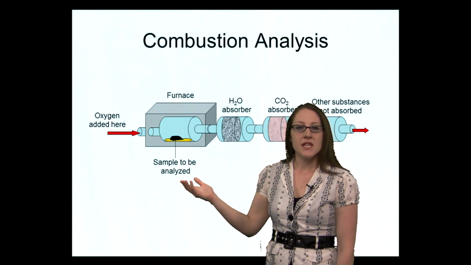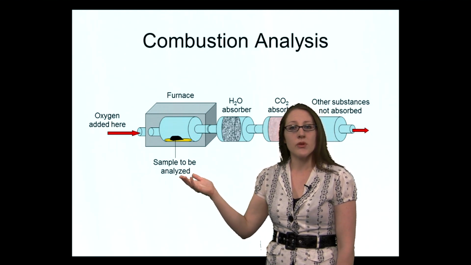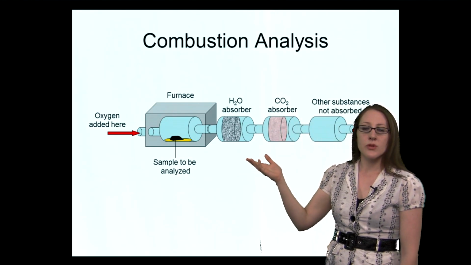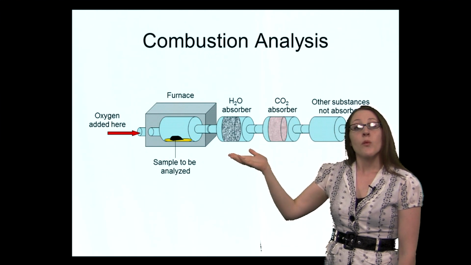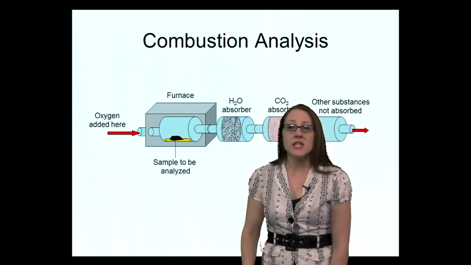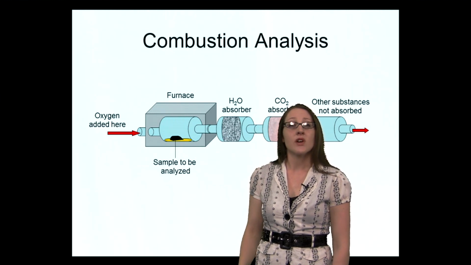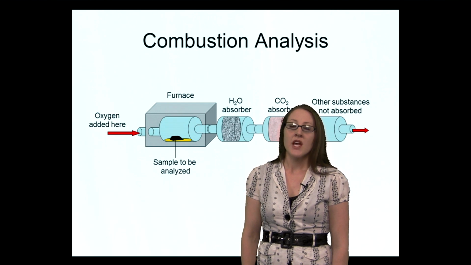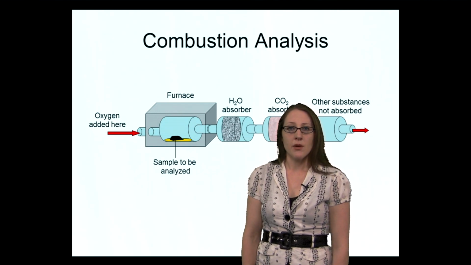All of the carbon in the sample is converted into carbon dioxide. All of the hydrogen in the sample is converted into water. The water and carbon dioxide that are produced are then absorbed into separate containers and then weighed. Using masses of the carbon dioxide and the water, we can obtain the masses of the carbon and the hydrogen that are present in the unknown sample. We could also determine the masses of any other elements that are in the sample.